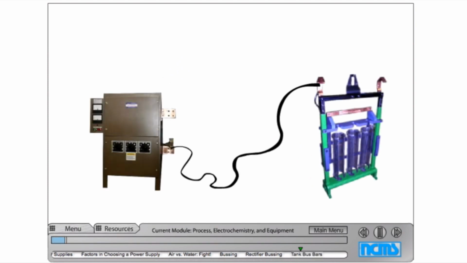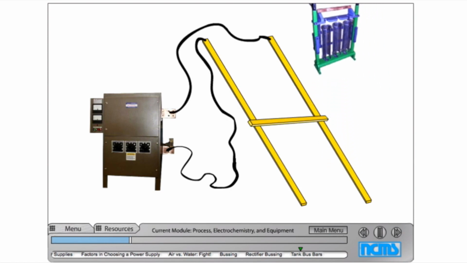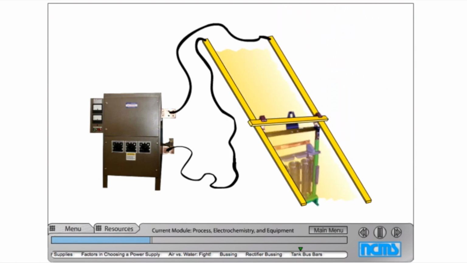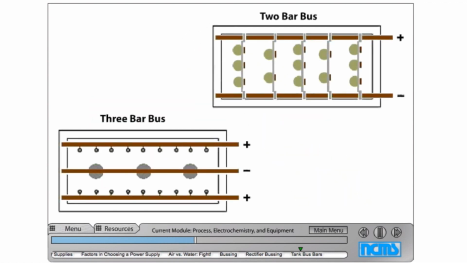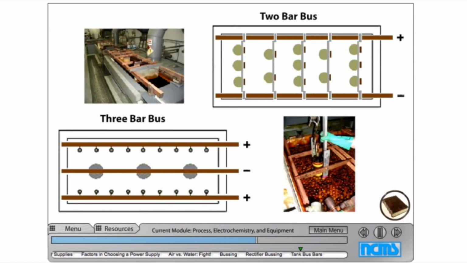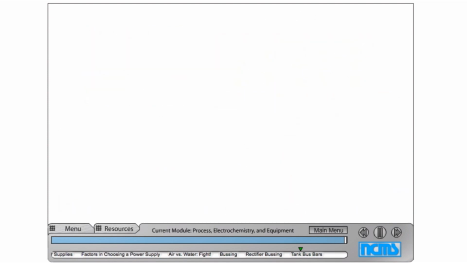The rectifier busing doesn't connect directly to the racks of parts that go into the plating bath. It connects to the tank busing, which in turn connects to the racks containing the parts and anodes for the bath. There are two main types of tank busing configurations, 3-bar and 2-bar. There's a difference between rectifier busing and tank busing. The former transmits power from the rectifier to the tank. The latter transmits power into the bath and the part to be plated.